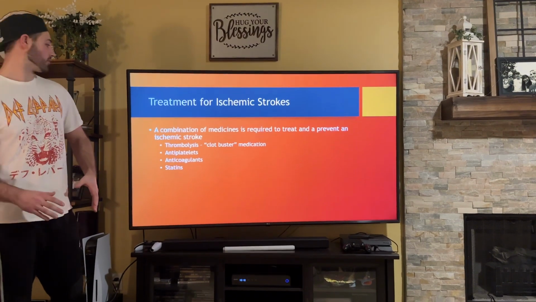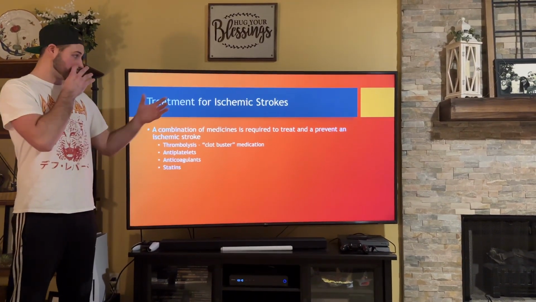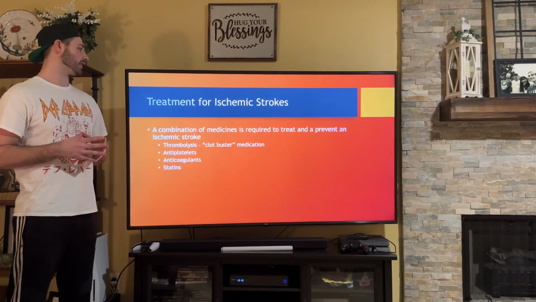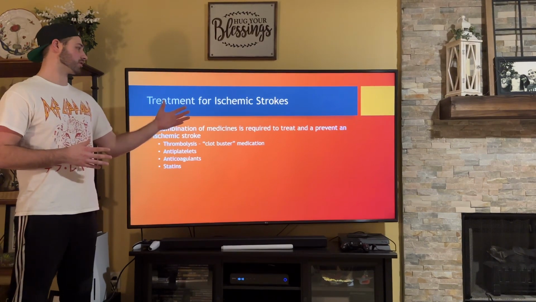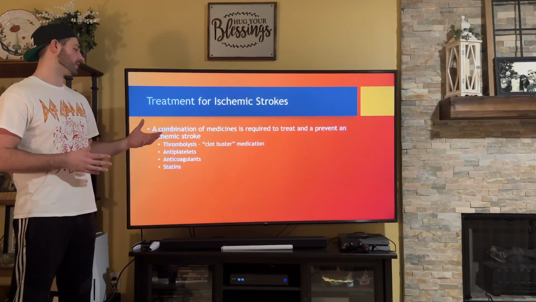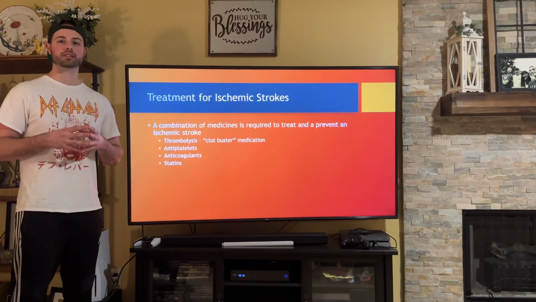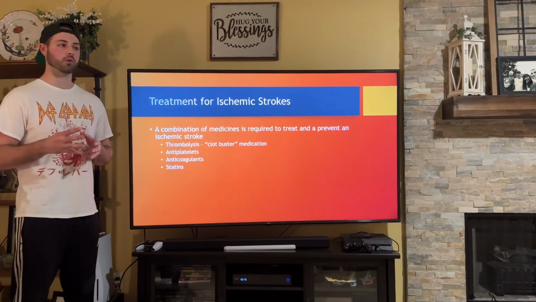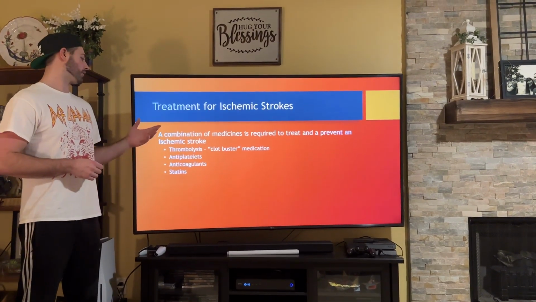Now, after the stroke has occurred and we have identified which type of stroke it is, it can be treated in one of two different ways. The first way for ischemic strokes, the most common treatment is a use of medications. Now, these medications are broken down into four main categories. The first is a clot buster medication, which works by thrombolysis.